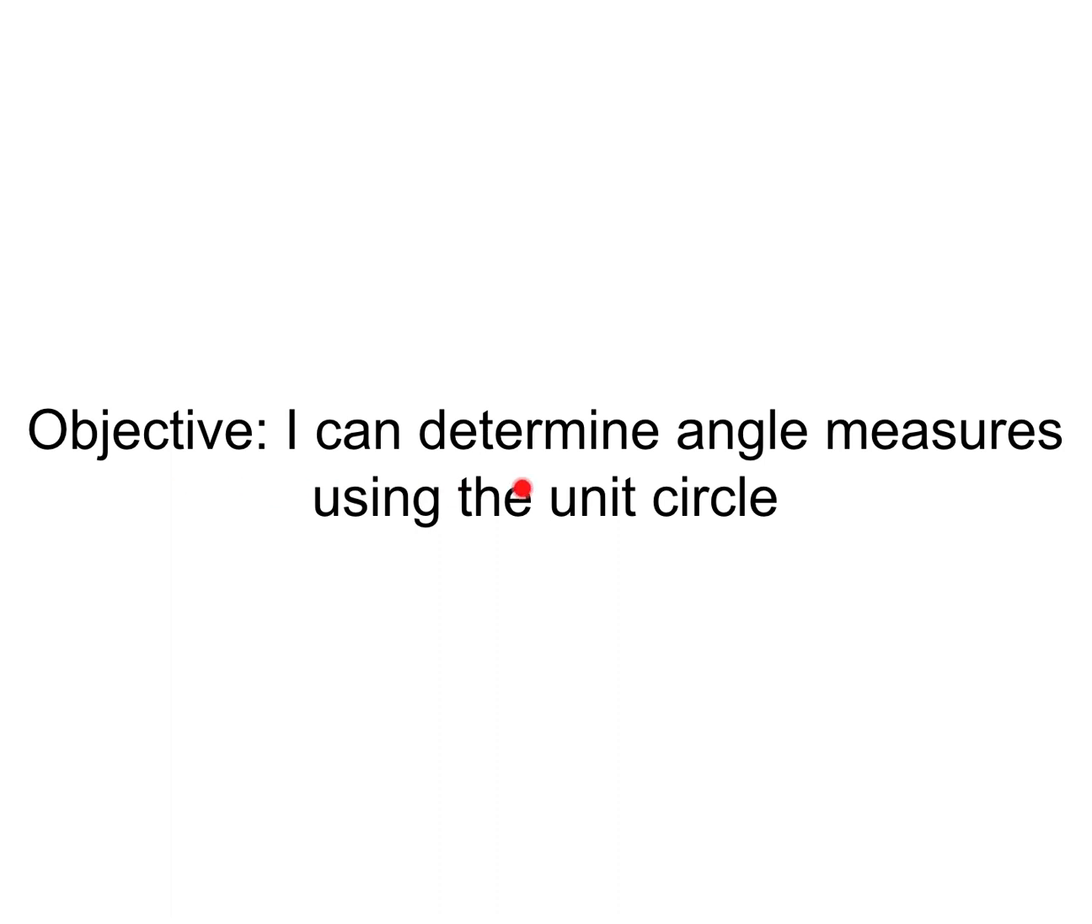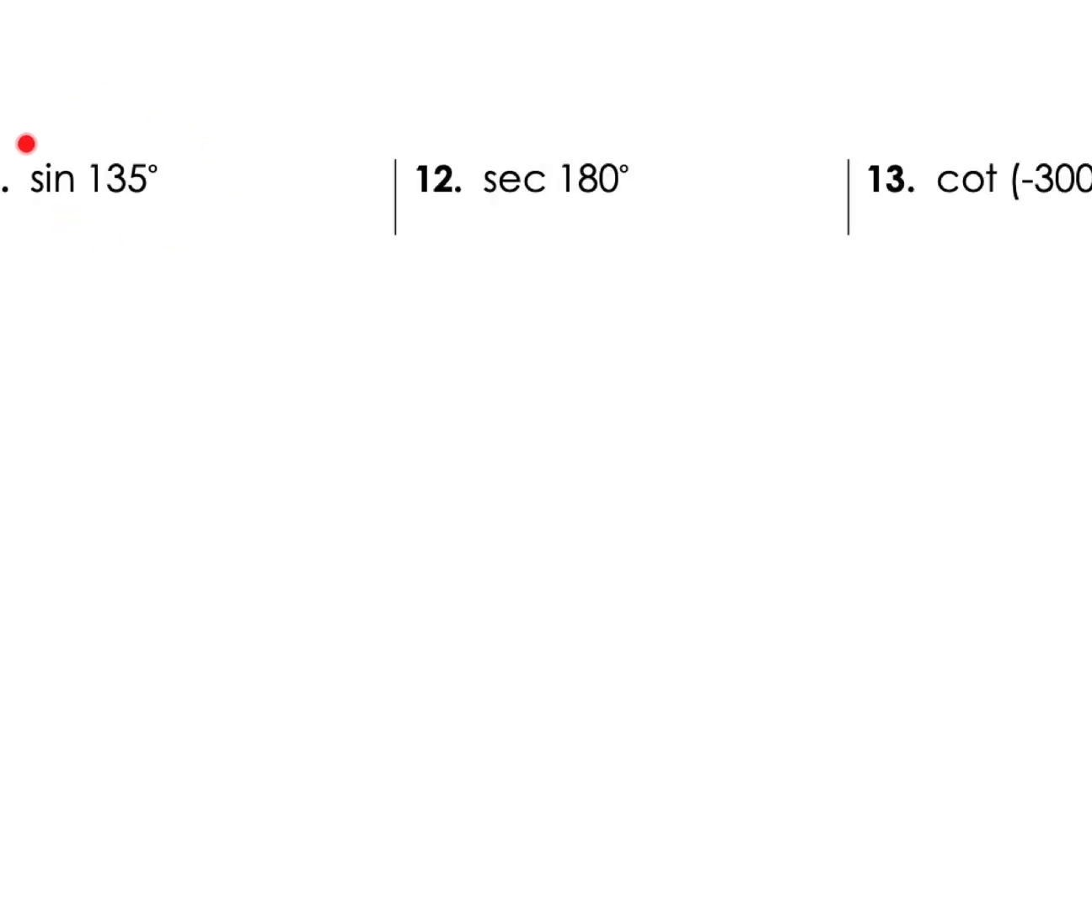The objective of the lesson is I can determine angle measures using the unit circle. So I'm interested in what sine of 135 degrees is. What I'm first going to do is graph 135 degrees. So that's going to be somewhere here in quadrant 2.